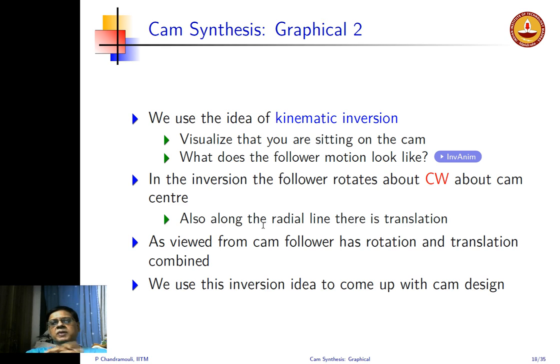So I think I will stop here. I will have motivated you as to what is going to drive the graphical method of design. In the next lecture, we will go through this process. We will design the cam using the idea of kinematic inversion, for the case we started off with, a radial follower. What if I have an offset follower? This is a radial roller follower. What if I have an offset roller follower? How do I go about the graphical design? We will take a look at that in the next lecture.